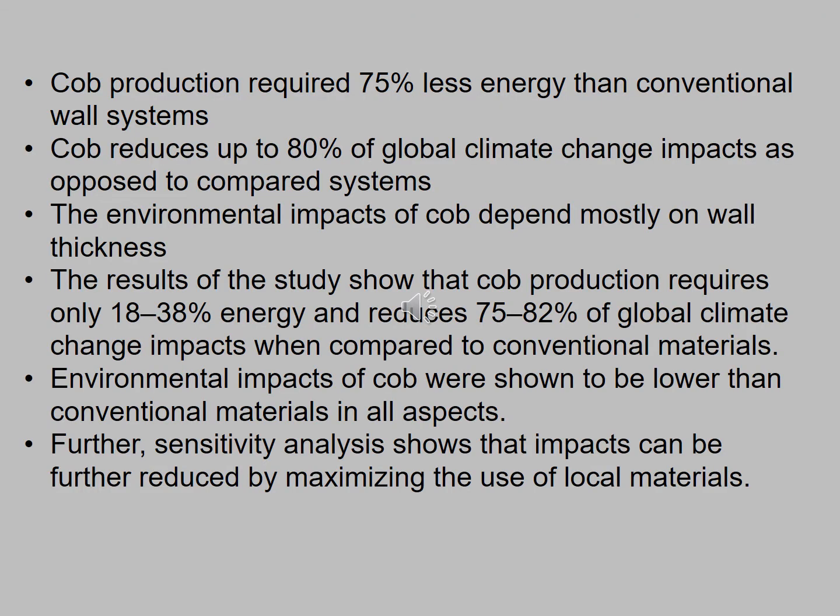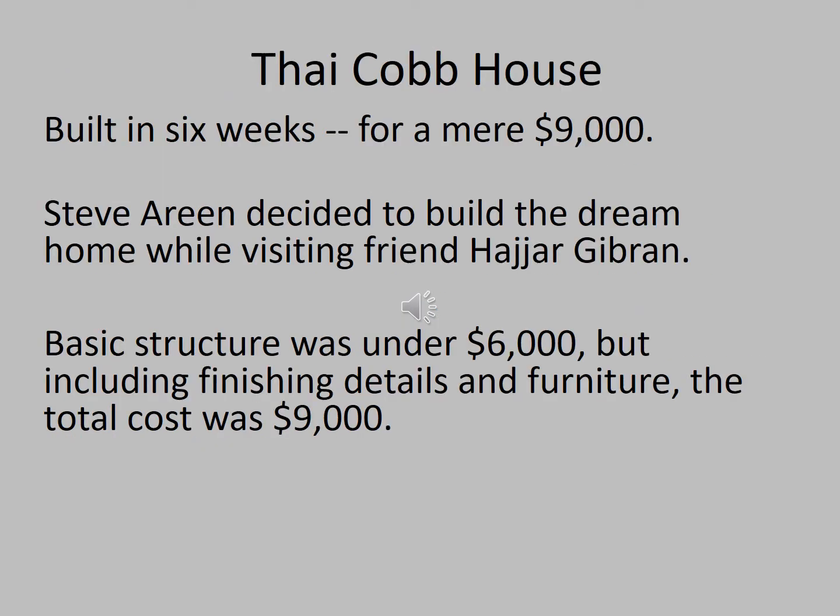Here are some talking points about the benefits of cob. It requires 75% less energy than conventional wall systems, reduces up to 80% of global climate change impacts compared to our normal timber-framed homes, and has a number of other positives. So much more sustainable. Here's another really neat example of a cob home, not locally, but in Thailand. This house was built in 6 weeks for $9,000. Check it out.